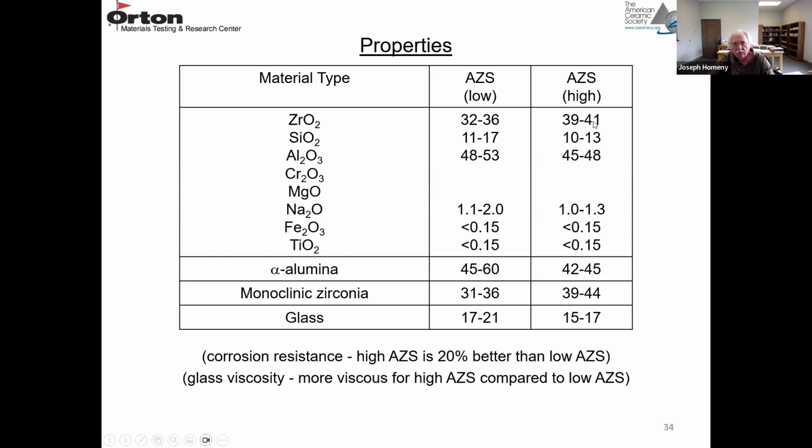So this small difference in ZrO2 content really changes the corrosion resistance. So the corrosion resistance in the high AZS version is about 20% better than the low AZS version. And the glass viscosity, it's more viscous in the high zirconia version compared to the low zirconia version. As you go up in zirconia content, the cost of the refractory goes up also. But you have better corrosion resistance and less contamination from the glassy matrix.